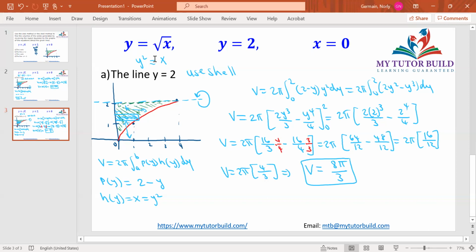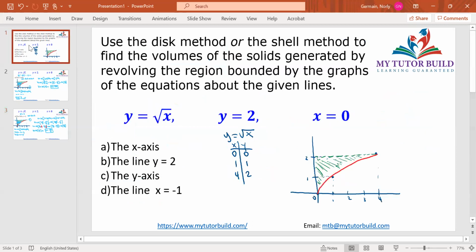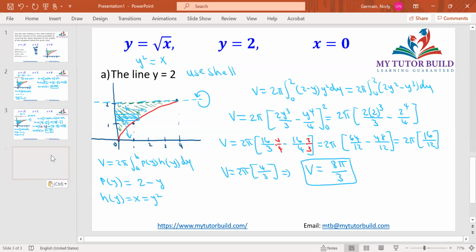Then, as you see, with a horizontal axis of revolution we derive with respect to y. But if we did it with a vertical axis of revolution, we're going to derive with respect to x. But in these two cases, we do the same. We derive with respect to y. Let's answer the next questions in the problem.